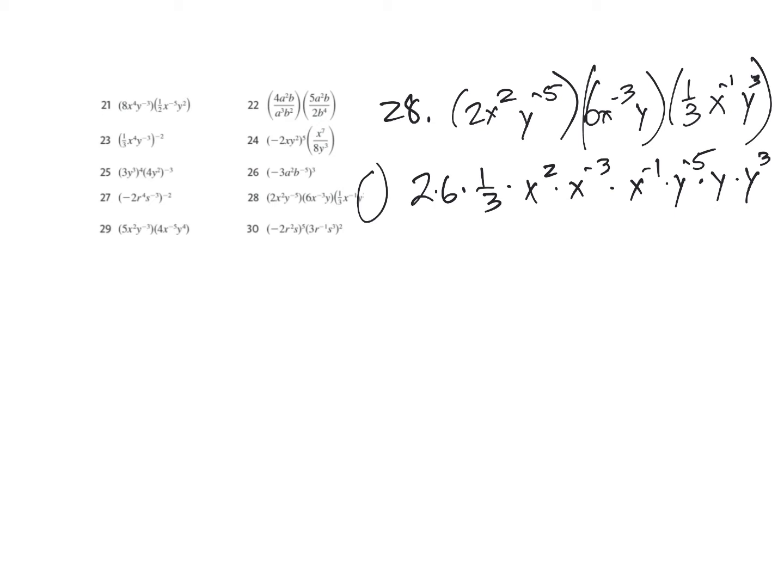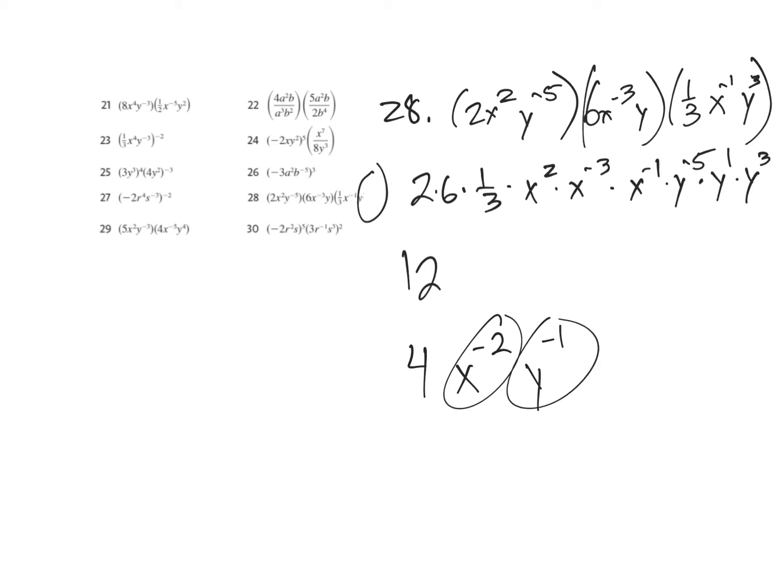Alright, so putting everything together, 2 times 6 is 12, 1/3 of 12 is 4, and then multiplying like bases, add your exponents. 2 plus negative 3 is negative 1, negative 1 plus negative 1 is negative 2. And then your y's, negative 5 plus 1 is negative 4, negative 4 plus 3 is negative 1. So each of these need to be moved to their opposite positions. So it's 4 over x squared times y. Alright, going on to number 29.